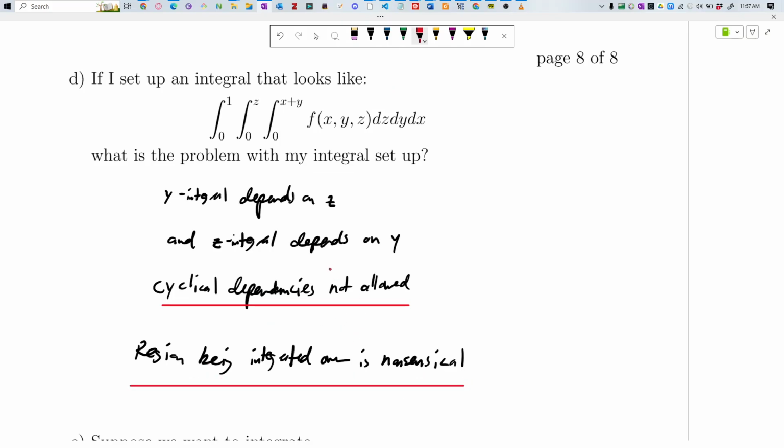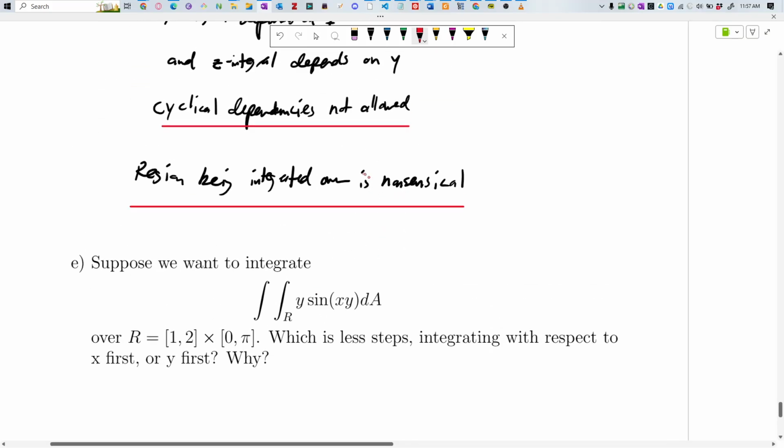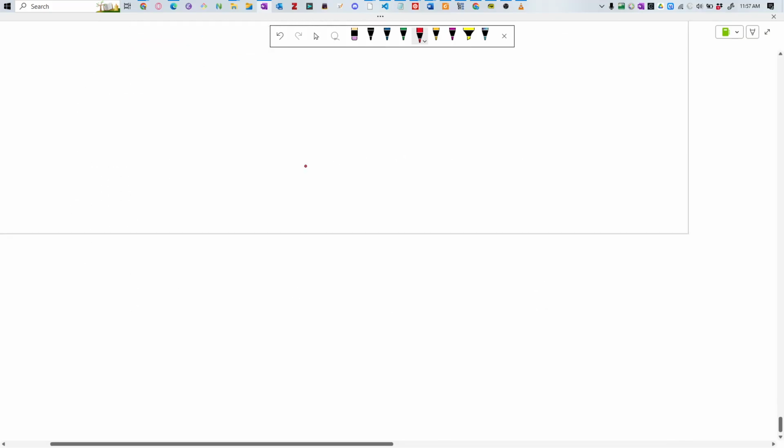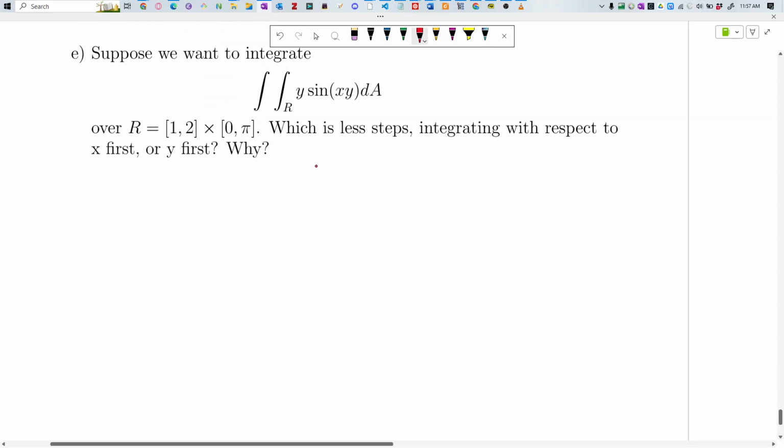Okay. Last part. Is this last part? Yes, last part. Suppose you want to integrate this function over this region. So it's a rectangular region. Which is less steps? Integrating with respect to x first or y first? Okay, well, I'm pretty sure we've seen a similar problem in the lectures on this.